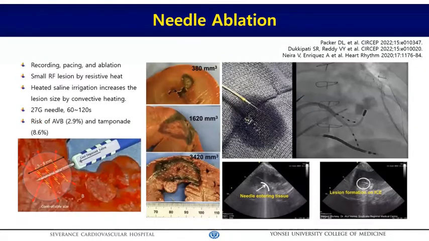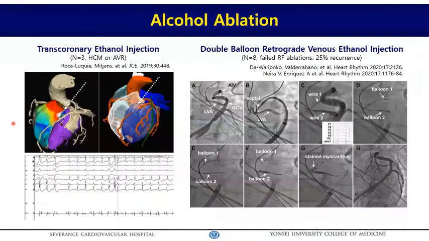Another option for intramural VT ablation might be needle ablation. 27-gauge needle with warm saline irrigation RF generates huge intramural lesion like this. However, a recent proof of concept pilot study shows relatively high complication rate. The last one is alcohol ablation. Both transcoronary arterial injection or coronary venous injection could do it, and although it could apply for the bailout redo procedures, an early pilot study shows 25% of recurrence, and we need longer-term follow-up data.